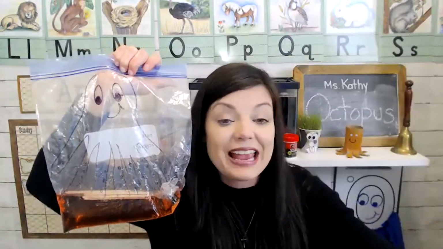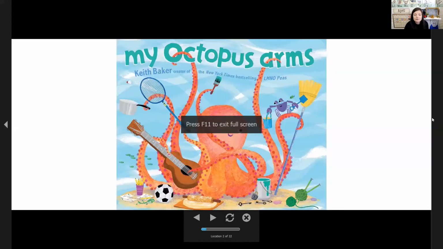So you can see how beneficial or helpful it is for an octopus not to have bones. God designed an octopus with no bones so that it could squeeze in little tiny places like in between rocks when it needs to get away and be safe from predators. Pretty cool. Well, our story for today is called Octopus Arms, and it is by Keith Baker.